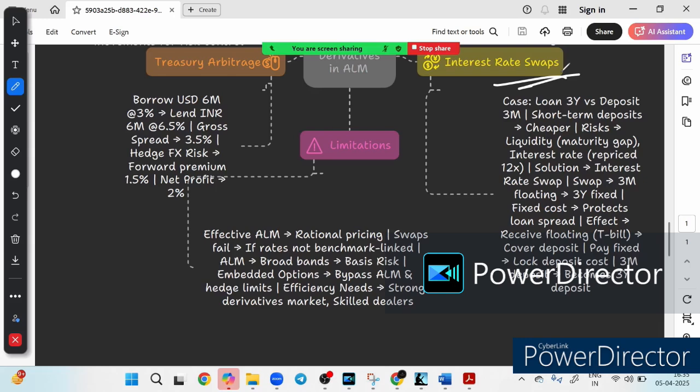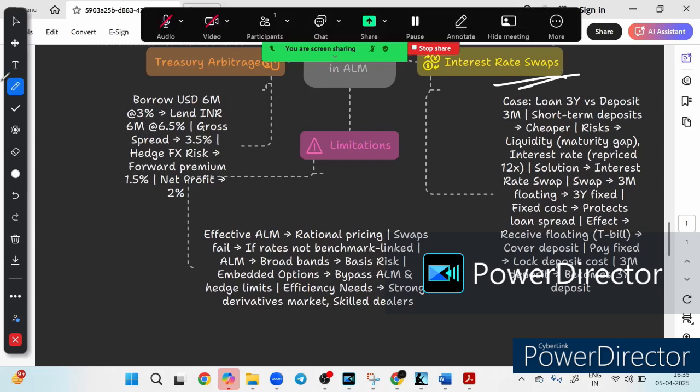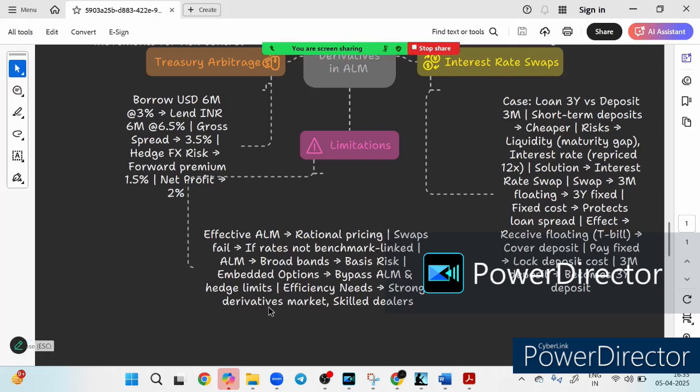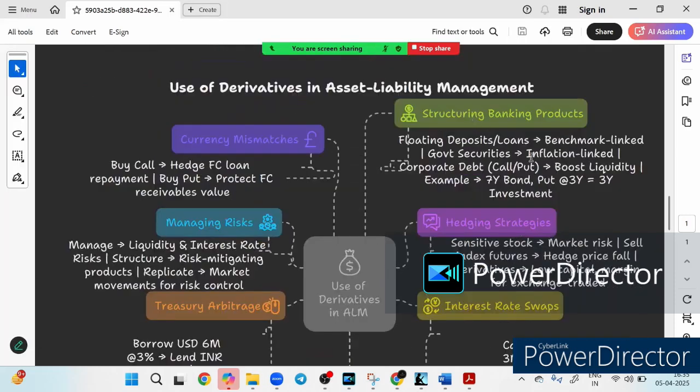But without proper ALM strategy, they can backfire. That is why banks carefully structure a product. I told you, structuring a product is very much required. I told you at the top. You see why we structure banking products. We link this floating deposit and loan to the benchmark. This is very important, because derivatives will work only when this is linked to the benchmark.